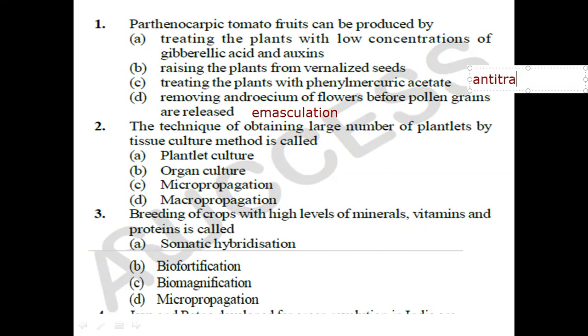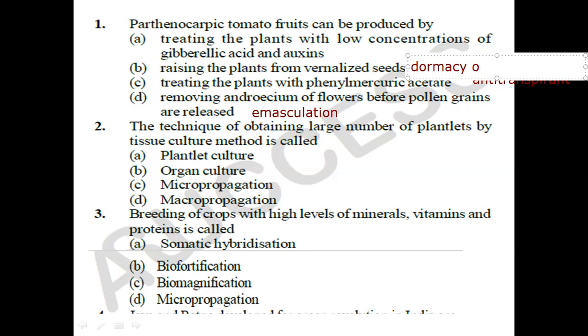Phenyl mercuric acetate is used as an antitranspirant. It is going to prevent the process of transpiration. Raising the plant from vernalized seeds explains overcoming of dormancy of seeds. If seeds are suffering from dormancy, that can be overcome by raising the plant from vernalized seeds. Treating plants with low concentration of gibberellic acid and auxins helps in the development of parthenocarpic tomato fruits. So the answer for this question is option A.